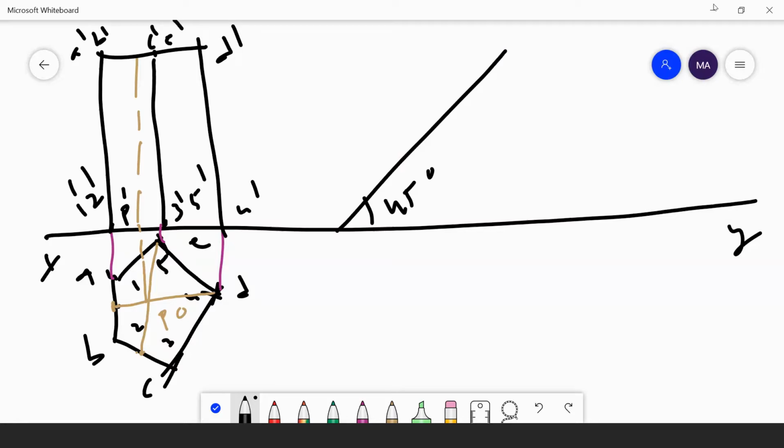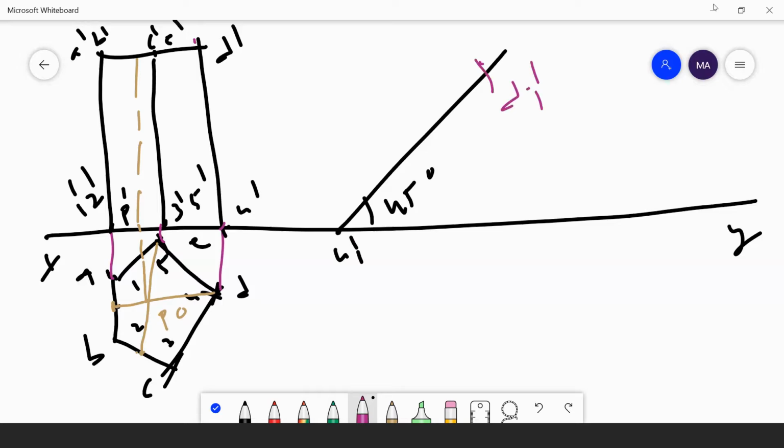Now is it clear? Yes, sir. Okay, I am taking the 45 degrees. Then I am marking the point here as 41 dash. I have measured the radius from 4 to D. Cut an arc here. I will get a point P1 dash.